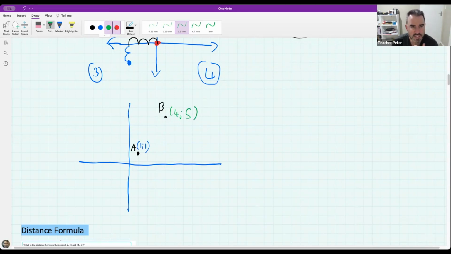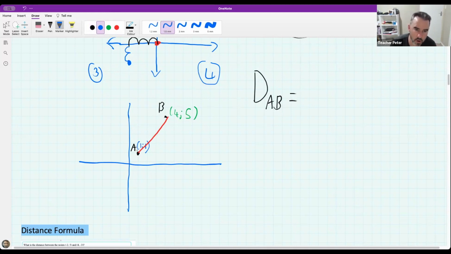So what we need to develop, and what I'm going to show you now, is a tool that measures the distance between 2 points on the Cartesian plane. And in this section, the notation we would use for the distance between 2 points would not be an M, it would be a D. What is the distance between A and B? But to help us, we're going to use a friend from the past.